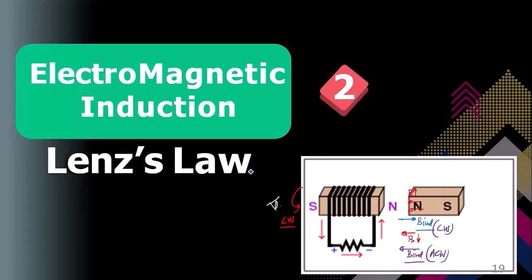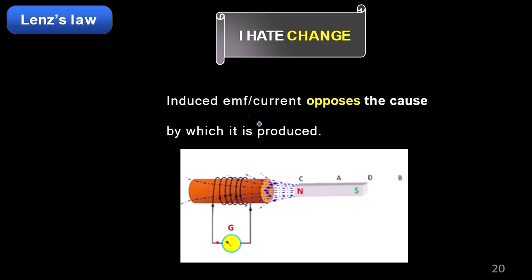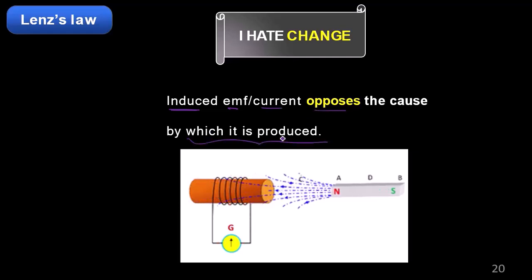That gives the idea of Lenz's law. Okay. So the statement is that whenever the magnetic field or flux changes, that will produce the induced EMF. Okay, that will produce the induced effect. So the induced EMF or current opposes the cause by which it is produced. What is the cause? The cause is the movement of this magnet. Once I try to move the magnet towards the coil, that is the cause. So if the magnet is moved towards the coil, that means along this direction, the magnetic field lines are going to increase. Yeah, this is the cause.